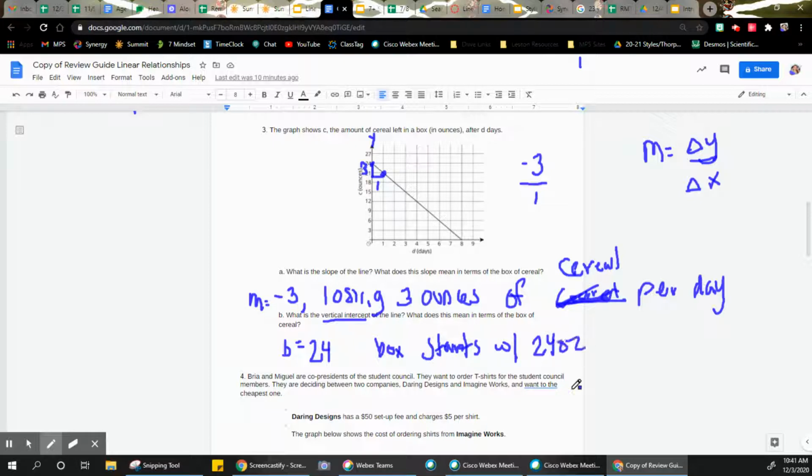And ounces abbreviation is OZ, in case you're wondering. So the box starts with 24 ounces of cereal. So our slope is negative 3, because we're losing 3 ounces a day, and we started with 24 ounces. If we wanted to write the equation for it, we don't have to, because it didn't ask me for it. But if we wanted to, we could have said y equals negative 3x plus 24, because by identifying the slope and the y-intercept, or vertical intercept, we pretty much identified the equation for this line.